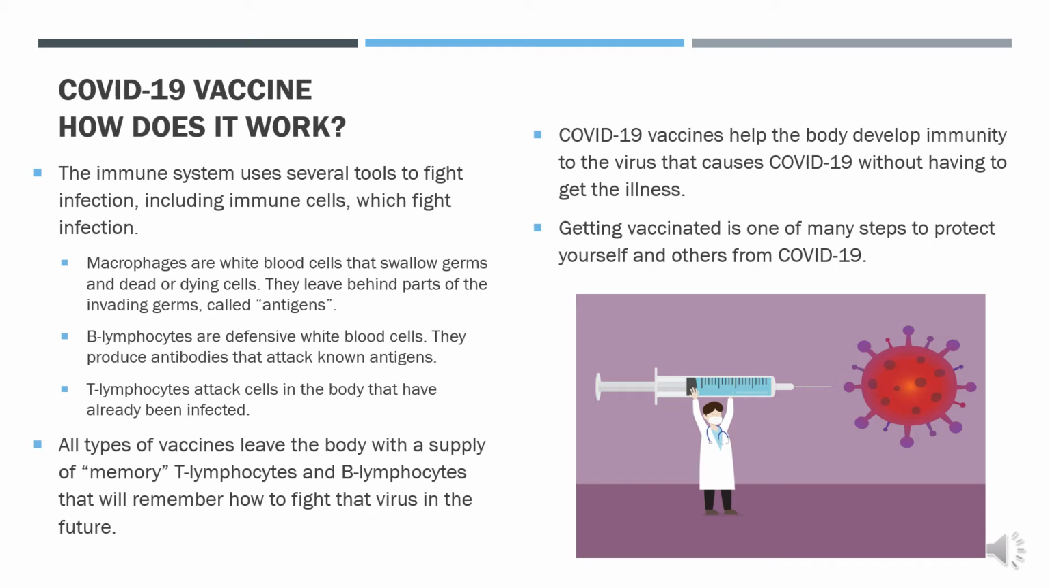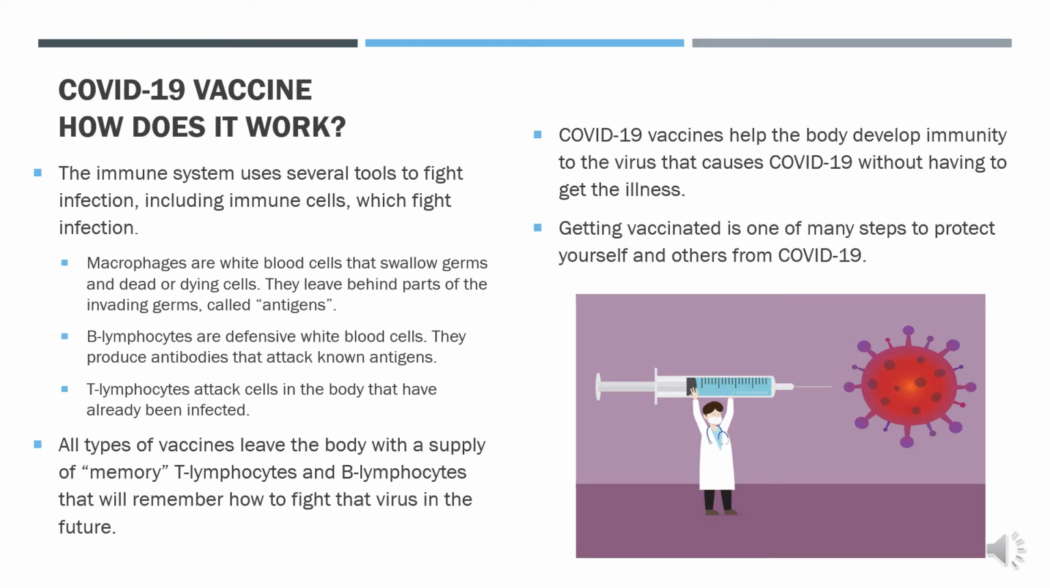And then the T lymphocytes attack cells in the body that have already been infected, so they kill and take care of the ones that are currently diseased. All types of vaccines leave the body with a supply of memory cells, and that's how they work to protect from future infections from the virus, because your body will recognize those cells when they enter your body again.